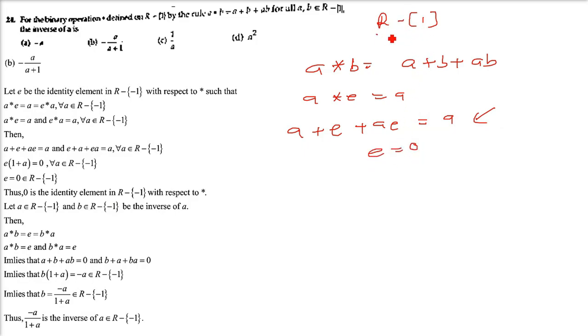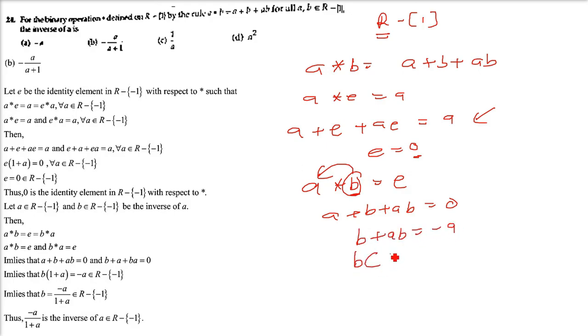Since E is 0, we can use this identity element to find the inverse. A star B equals identity element, B is the inverse of A. What is A star B? A plus B plus AB. And what is E? It is 0. So A plus B plus AB is equal to 0. Now B is the inverse, so have B on the left hand side and take everything else on the right hand side. Whatever is on the right hand side will be the inverse. So B plus AB equals negative A. Then B into 1 plus A, taking B common, equals negative A. B equals negative A by 1 plus A, and this is the result. B is the answer.